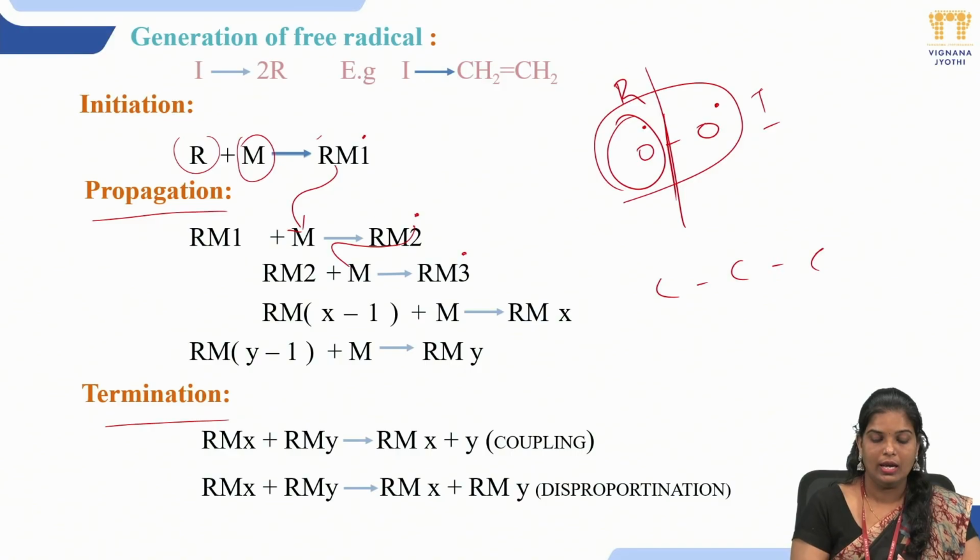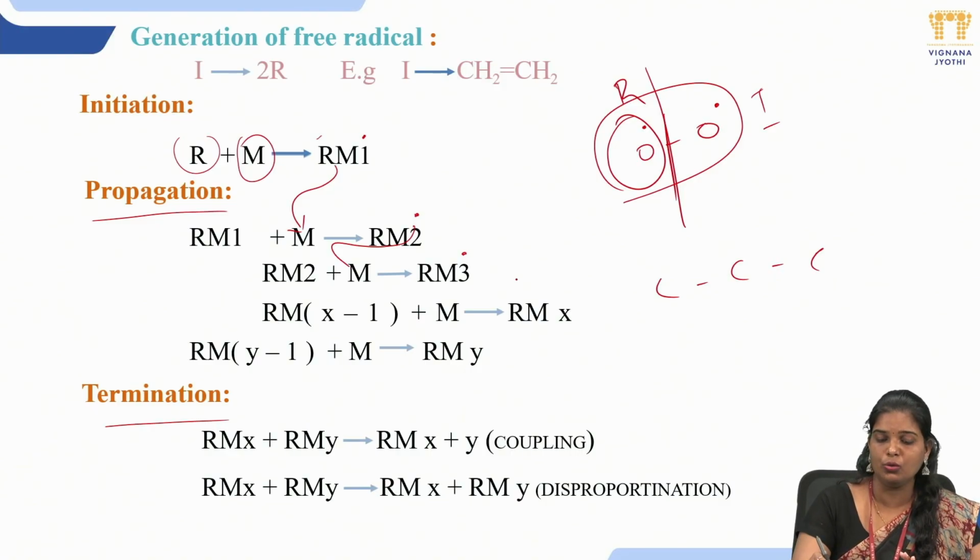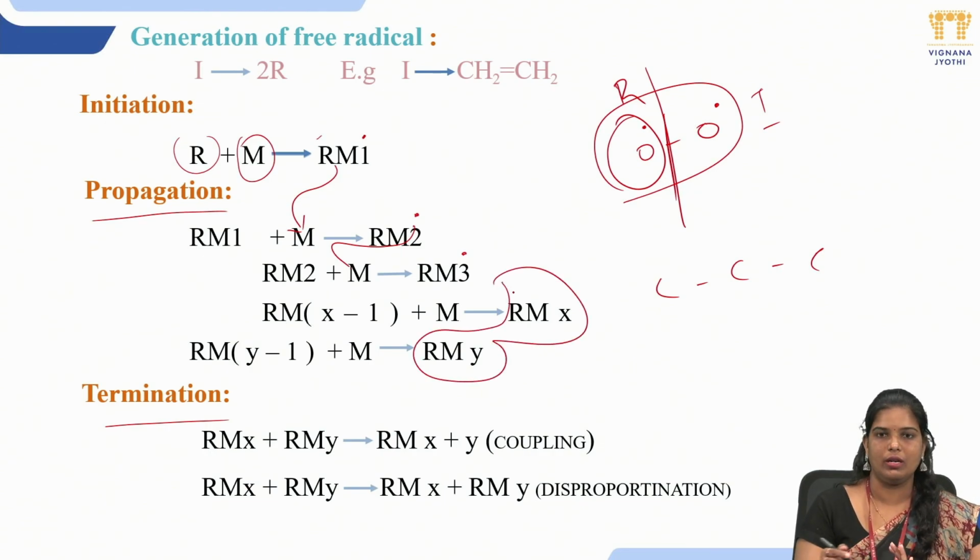Where can it be stopped? It can be stopped by coupling. That means any two radicals, radical monomers RMX and RMY, at the nth step. We don't know how far it can go, so we'll go with RMX. What is happening? The two monomer radicals will be completely joined together.